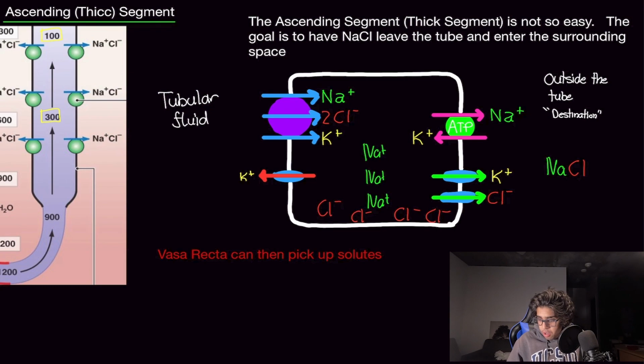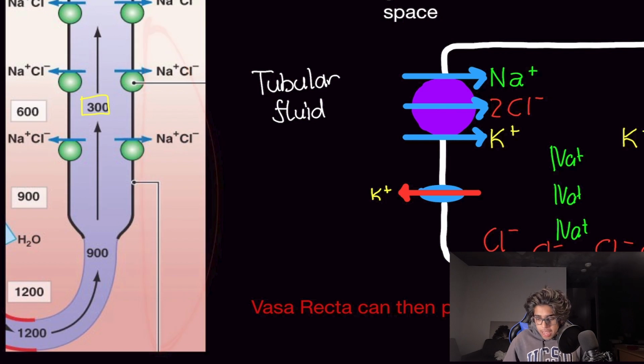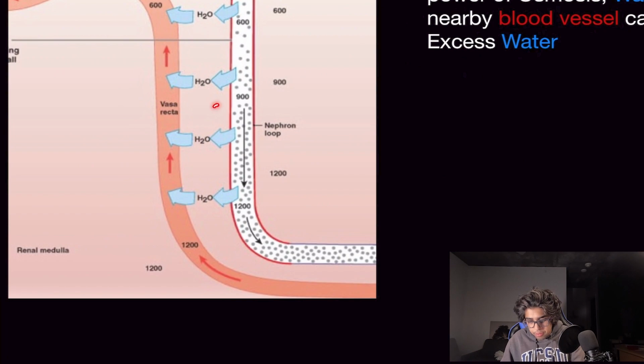Okay? So we basically went over how sodium chloride or salt gets in the outside space here. And when sodium chloride or salt goes in this outside space, this can cause more water to leave, to get secreted out in the descending loop. So we can actually absorb more water. Okay?